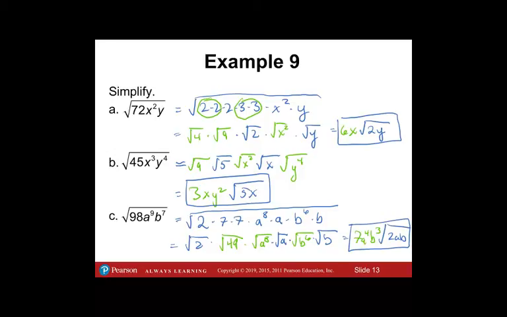Let's see, how do we do? So we got 6x times the square root of 2y, 3xy squared times the square root of 5, 7a to the 4, b to the 3. Yeah, this looks good.